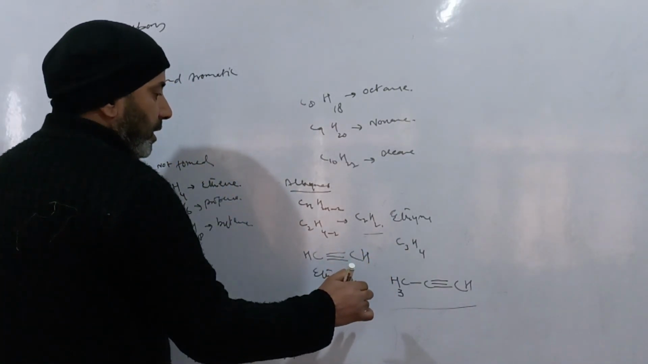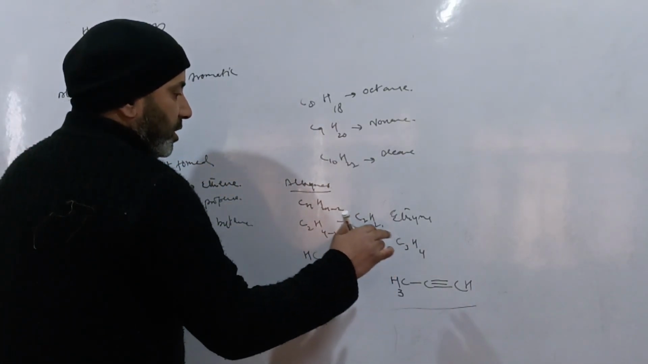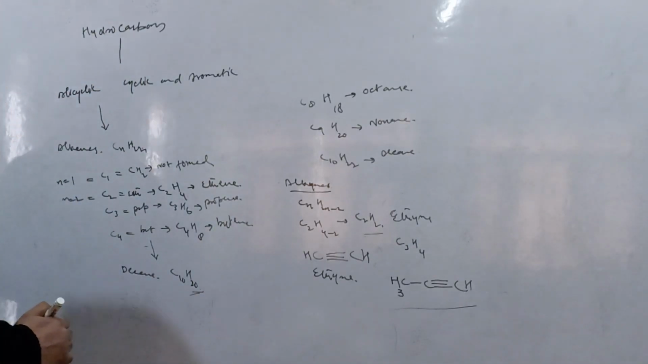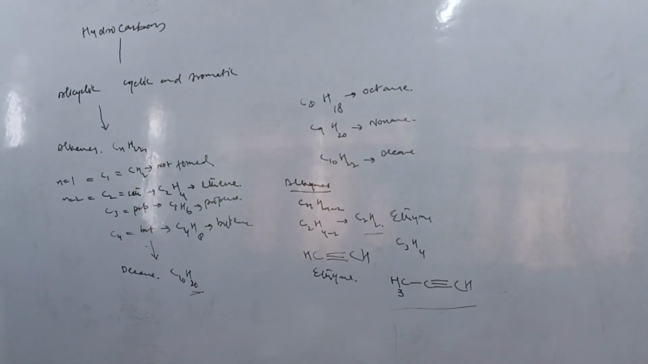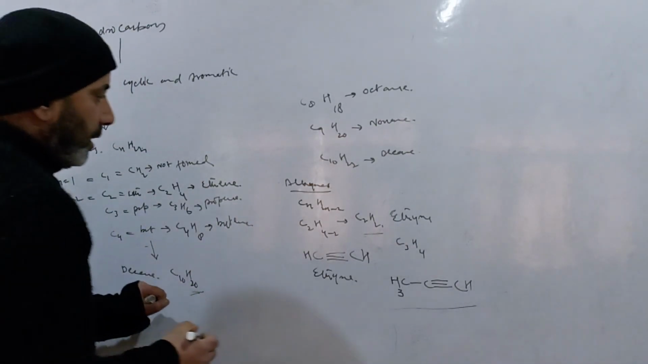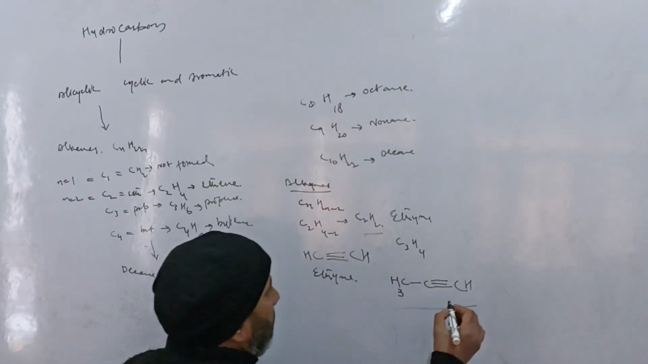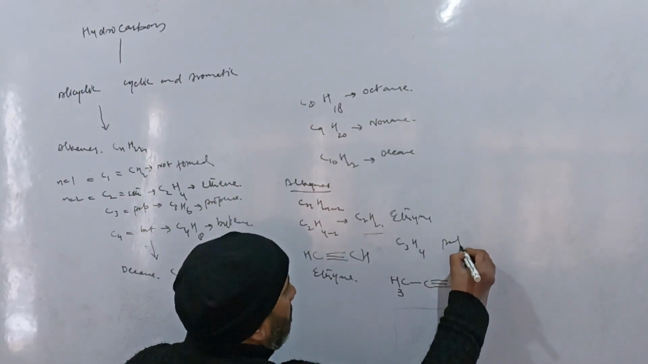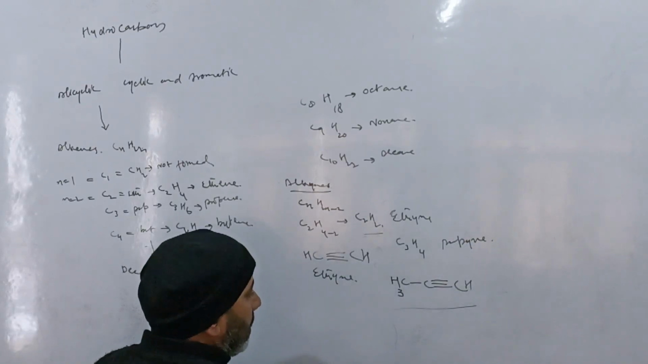That means CH3 single bond C triple bond CH. This molecular formula will be formed for the propyne molecule. So this will become the formula for propyne, propyne.